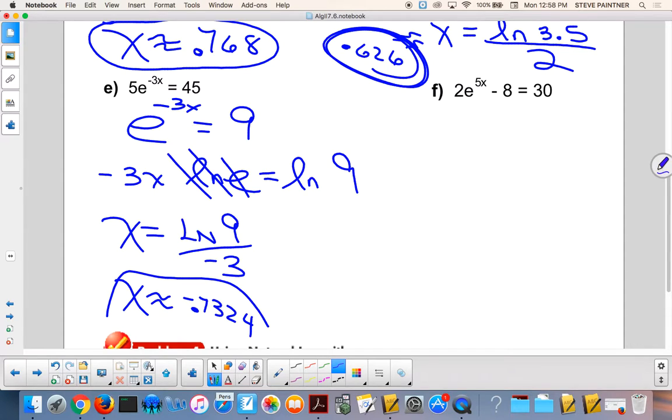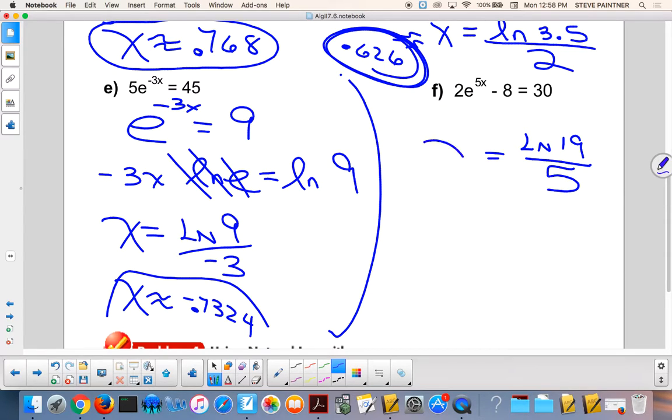Okay. Good, right? Or not good? I don't know. Say something. Yes. Okay, last problem. Without showing any work, I'm going to say it is the natural log of 19 divided by 5. There. I didn't show any work, but that's the answer.